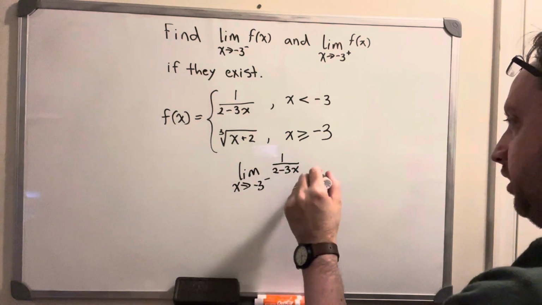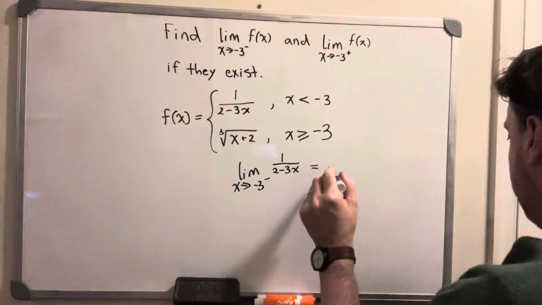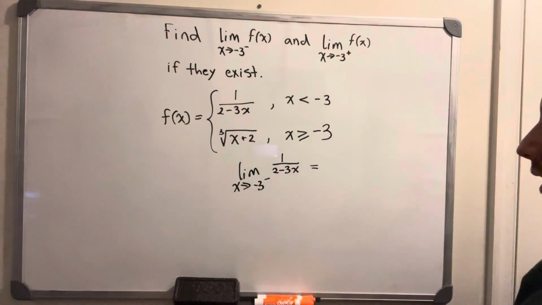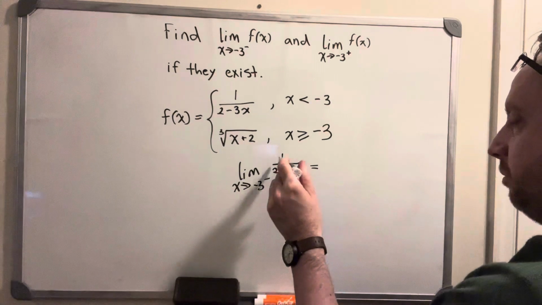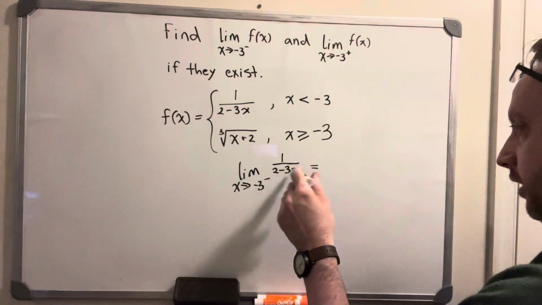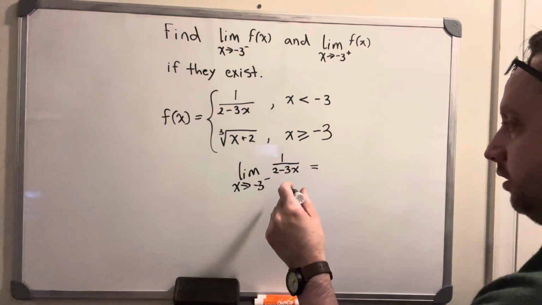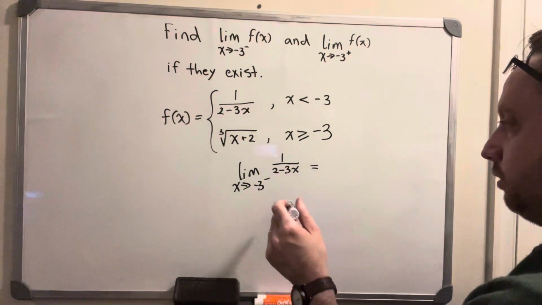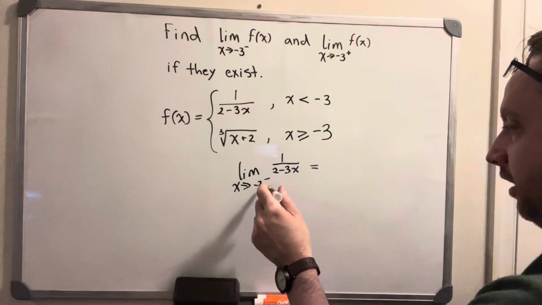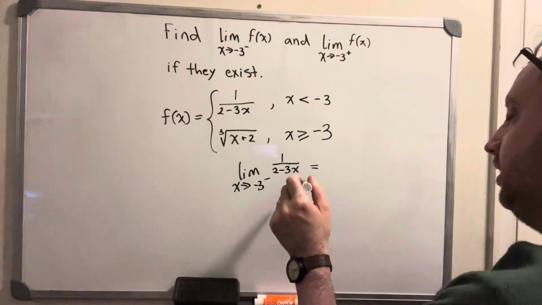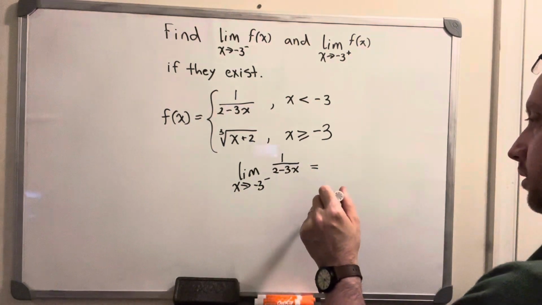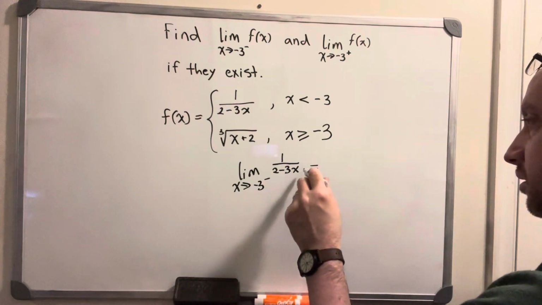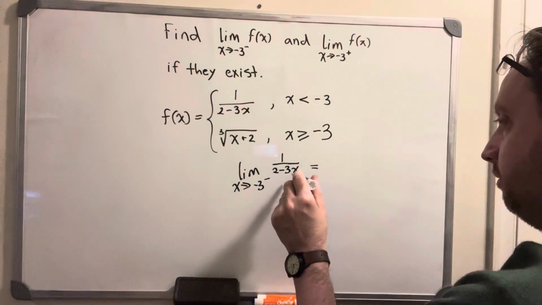This is where you would really rather use the limit theorems than start over from the definition of the limit, right? We know that this type of function, this is a polynomial, so it's a rational function. We just want to plug in -3 and hopefully not get a value that is not in the domain of the function.